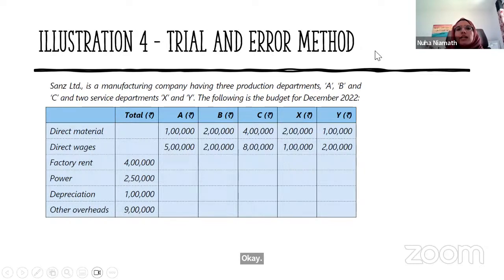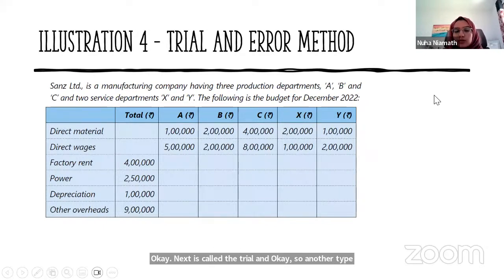Next is called the trial and error method. Another type of question with the method of trial and error. So let's read the question. SANS Limited is a manufacturing company having three production departments, A, B, and C, and two service departments, X and Y. The following is the budget for December 2022. A, B, C, X, and Y have a direct material of so much, direct wages of so much. Factory rent 4 lakh, power 2,50,000, depreciation 1 lakh, other overheads 90,000, 9 lakhs.